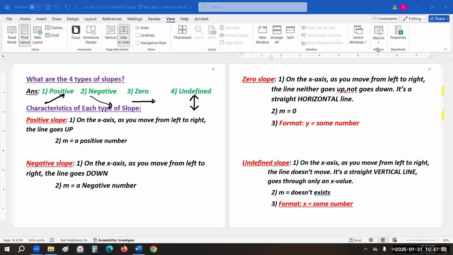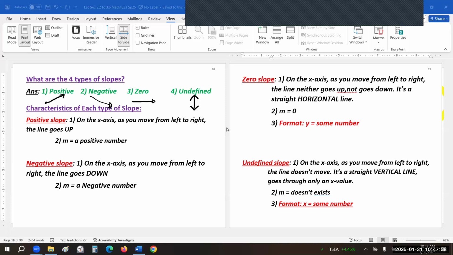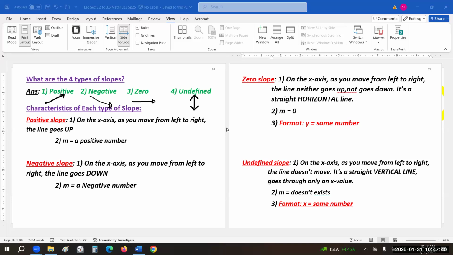So, do you remember what we did yesterday? Do you remember? What did we do yesterday? Slopes. Slopes. What else did we do? X-intercept, Y-intercept. Good. So you have a good memory.